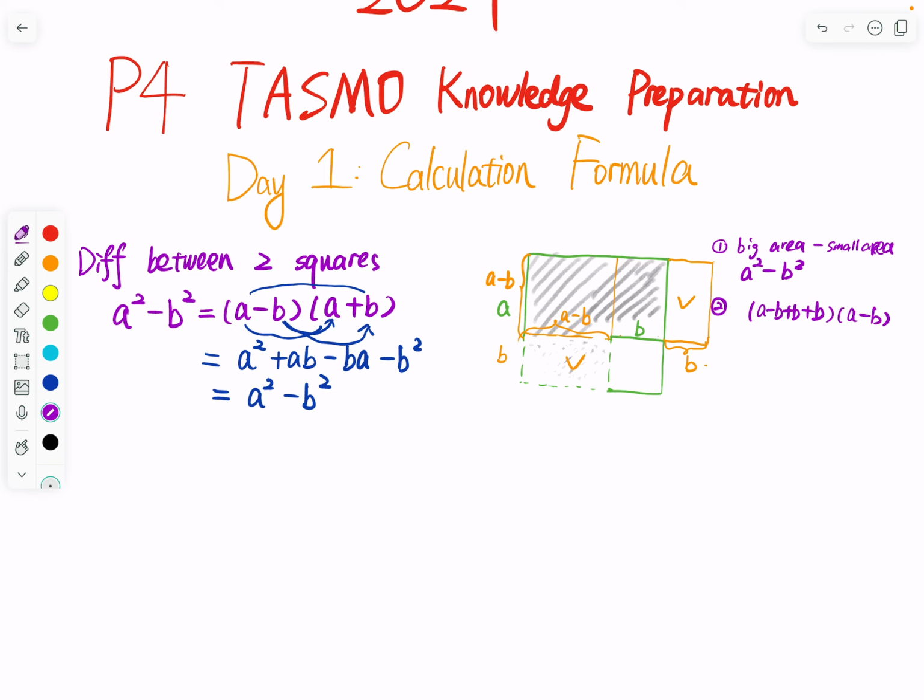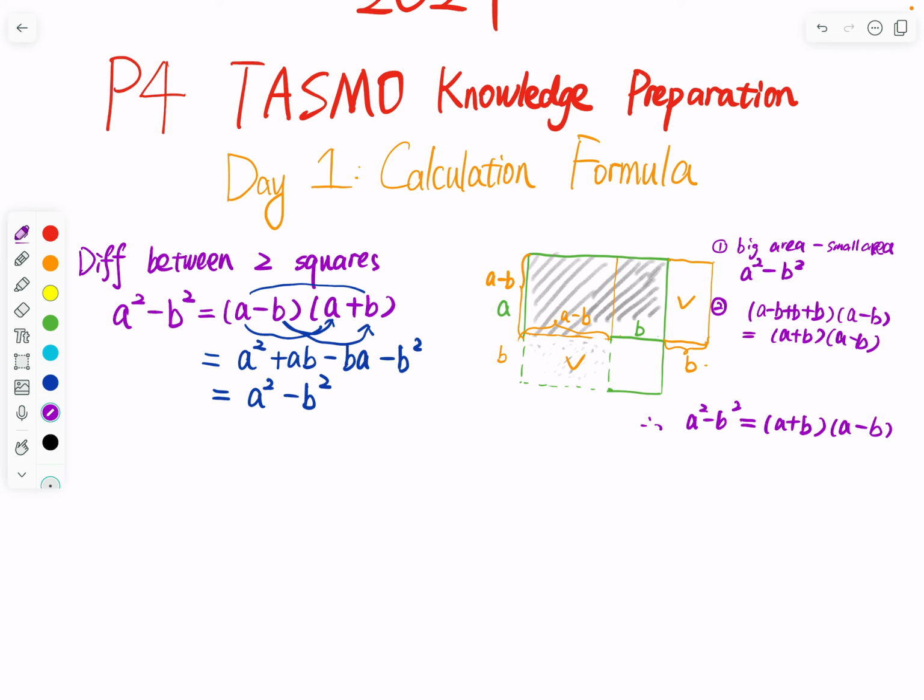And remember, we are calculating the same area. So we can have the conclusion, which is a squared minus b squared. When we simplify, it will become a plus b times a minus b, which equals a plus b times a minus b. Okay, so this is the difference between two squares.